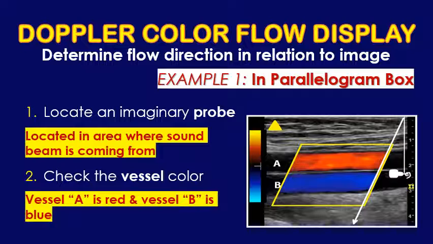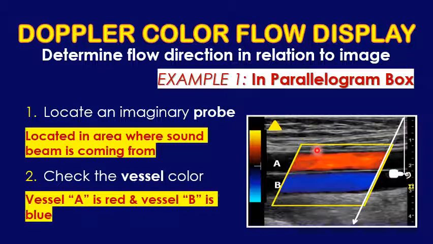So let's have an example where we have a color box that is rectangular or a parallelogram, coming from a linear probe. Imagine that the probe is here on top of the image, and the box is steered to the left side. What can we see here? The scan line is going this way, so the probe is in here, right? If I drop a perpendicular or vertical line, it will go down here. Where will it be? Outside the box.